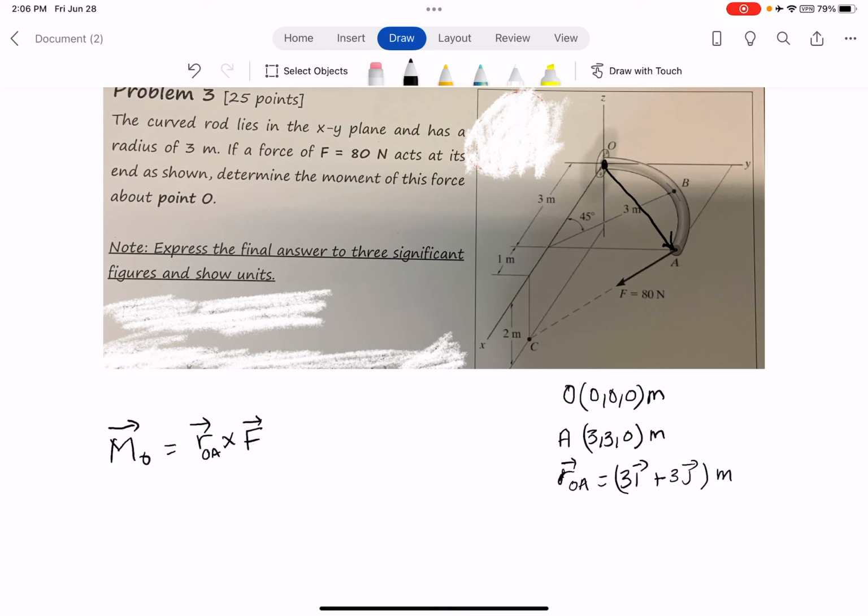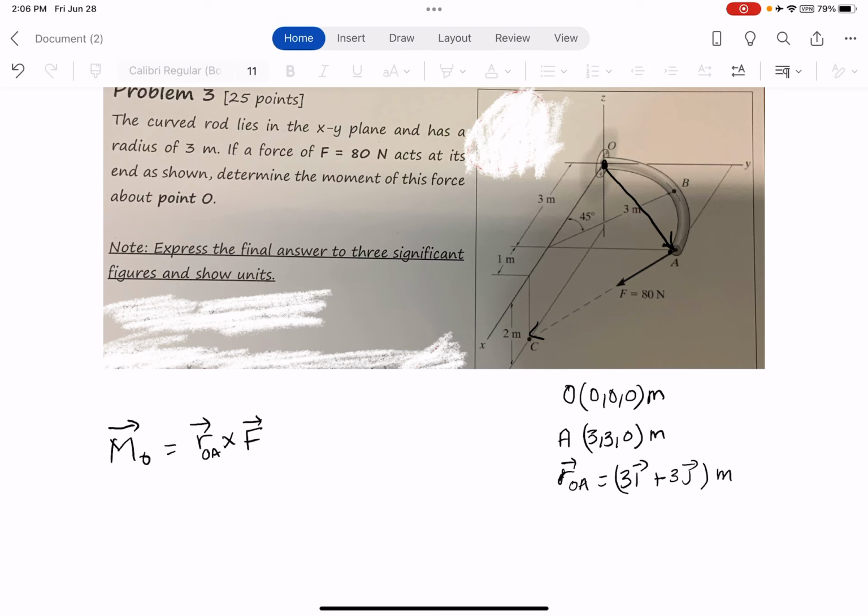And now we need to find the force. The force was given as a magnitude, and we need to convert this to Cartesian vector format. Before we do that, we need to find the position vector r AC, then find the unit vector AC, and then multiply it by the magnitude 80 to convert the force into Cartesian format.